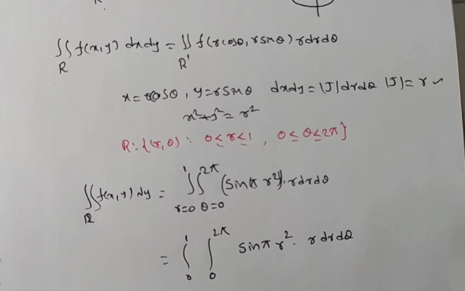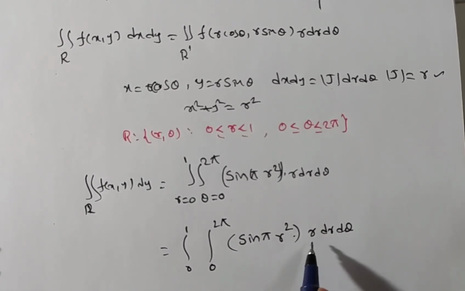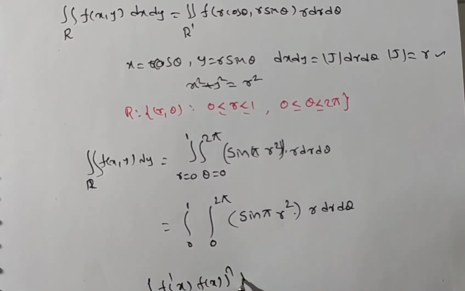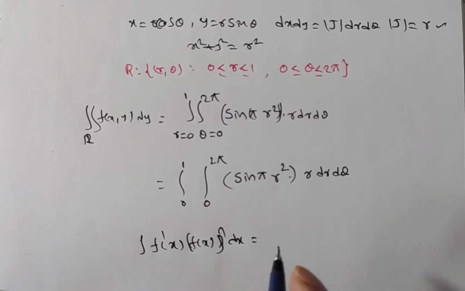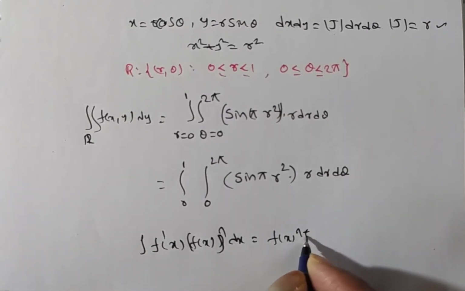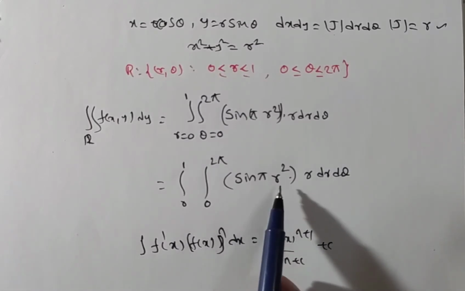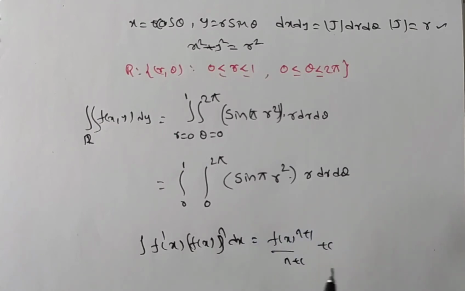I have repeated it one more time. Now you see friends, we have to integrate this one. This is sin pi r square. Whenever the product of two functions is there, in general we go for this formula: f dash of x into f of x whole to the power n dx. If it is there, nothing but a bracket's derivative is beside, then we write bracket power plus 1 by power plus 1. But here you have sine pi r square. Sine derivative is what? Cosine. Is it there here? No.